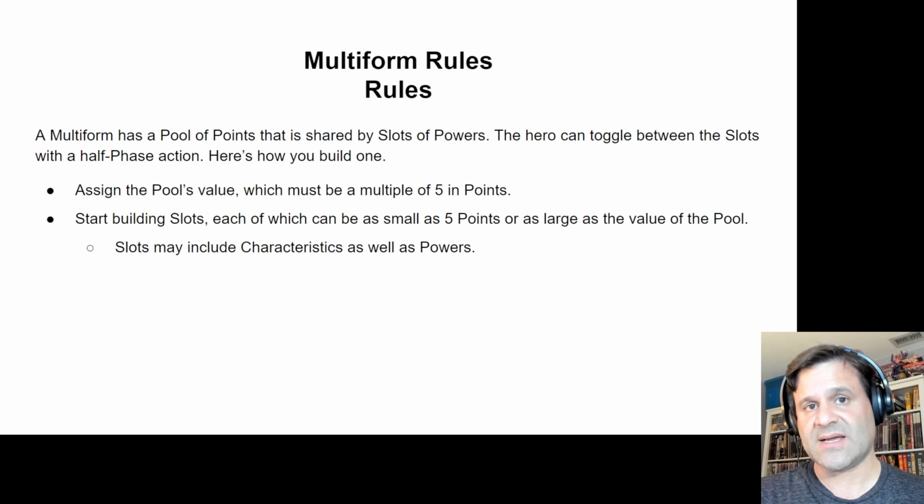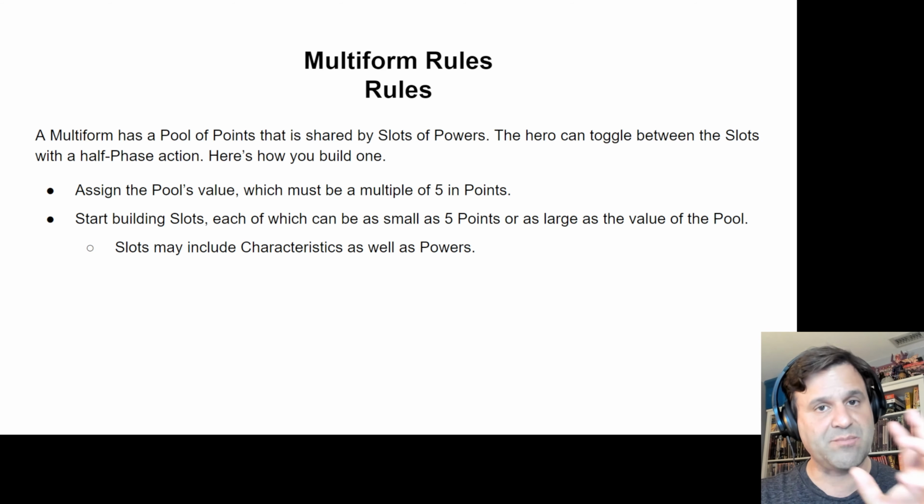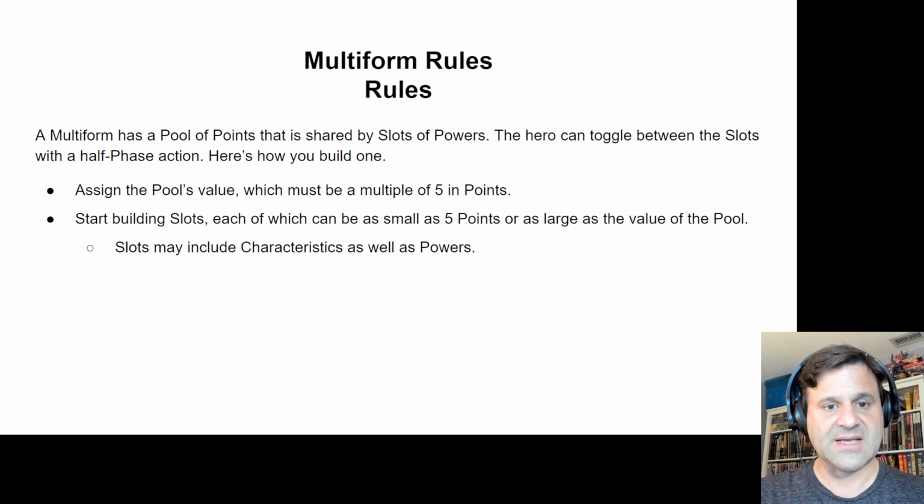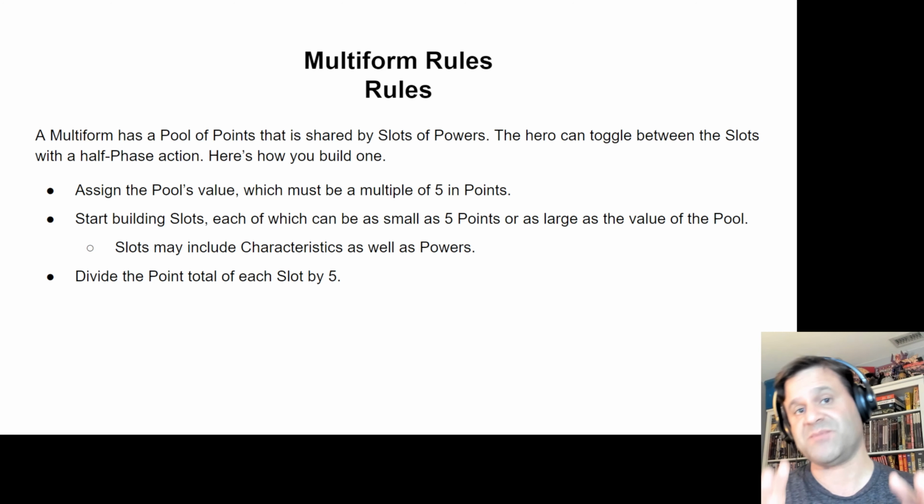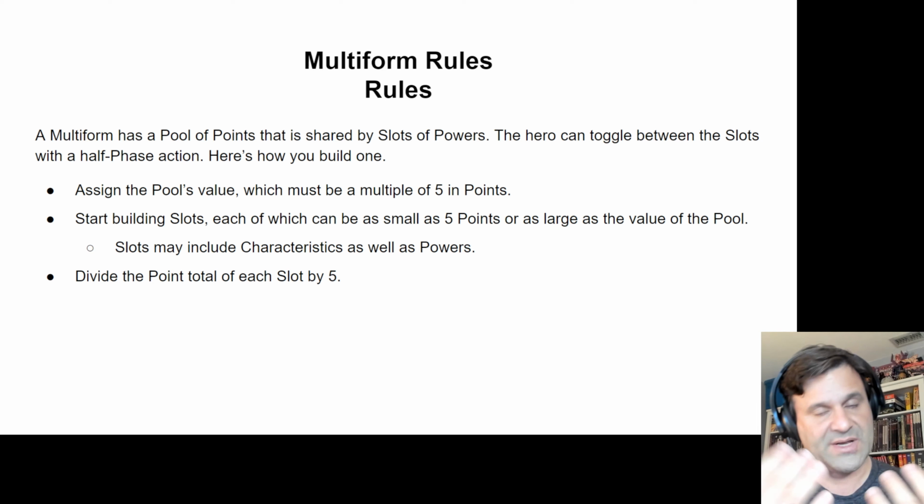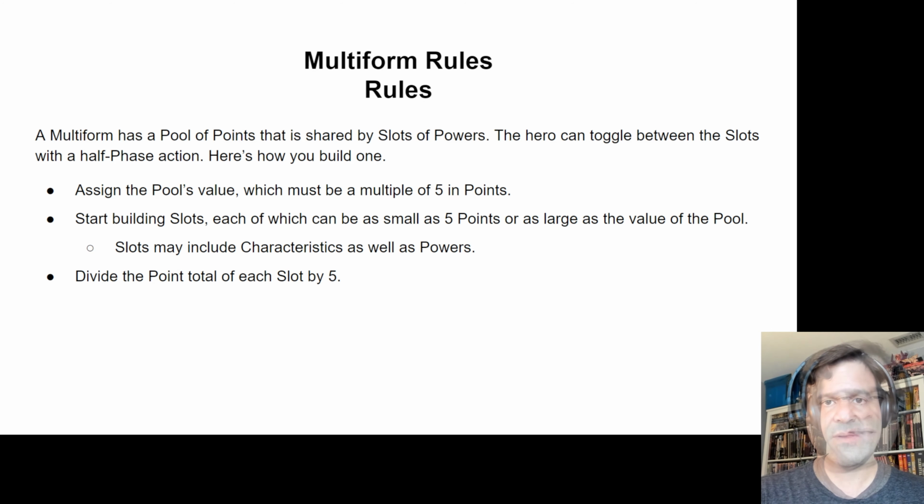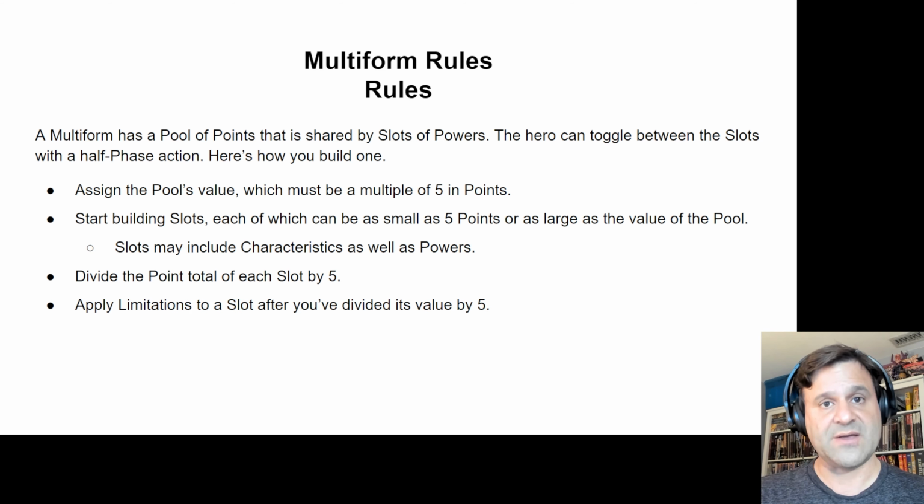Once you're done building the slots, you're ready to reduce the points for each of the slots. You do this by dividing the point total of each of the slots by 5, which brings them down significantly. That reduction being done, you then apply any limitations to the reduced value. So those are the rules for working with multiforms.